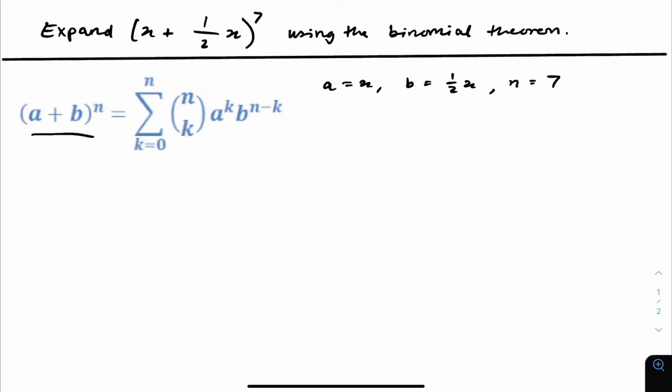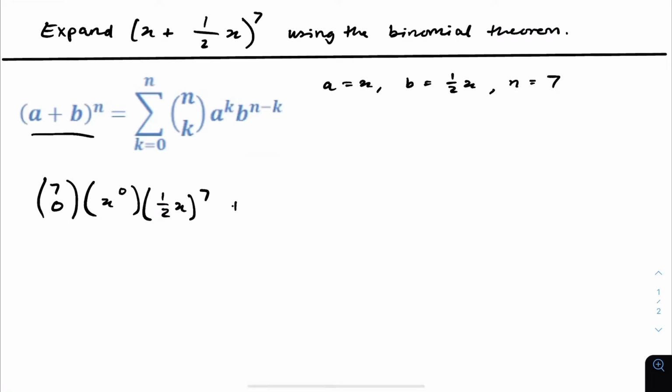So the first one is when n is 7 and we take k equals 0. So 7 choose 0 times a to the power of k, which is x to the power of 0, times b to the power of n minus k, which is half x to the power of 7. Then we add that to 7 choose 1 times x to the power of 1 times half x to the power of 6. And slowly we increase this power and decrease this power until this power reaches 0 and this power reaches 7.